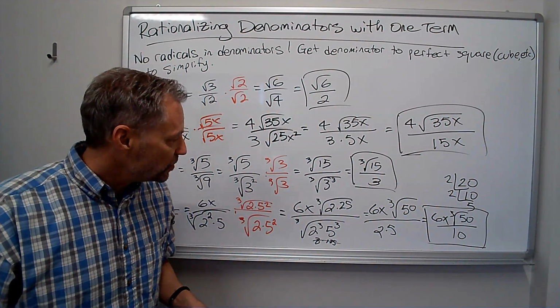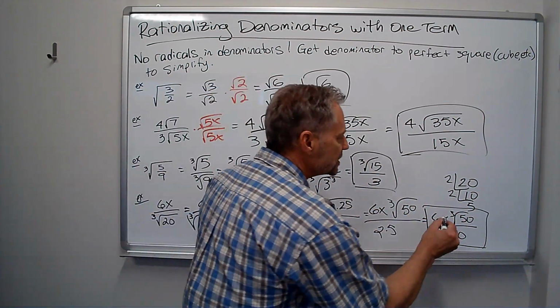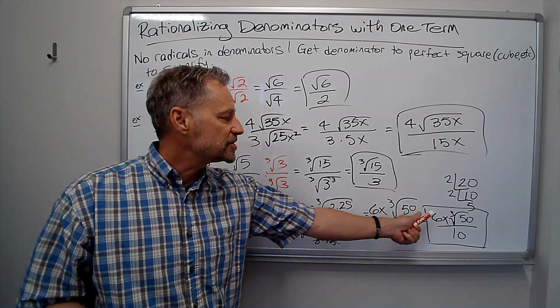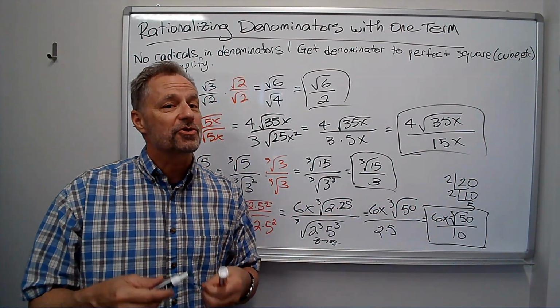So a bunch of work there. This is a 6x. So you want to make sure that it looks like the cubed root of 50, not 6x cubed, because it's just 6x times the cubed root. So be careful with your notation.